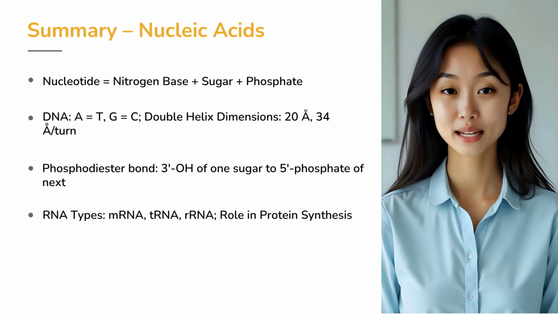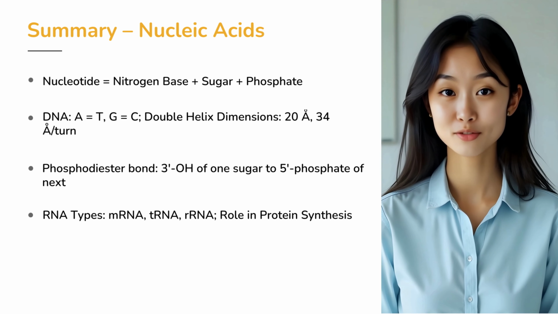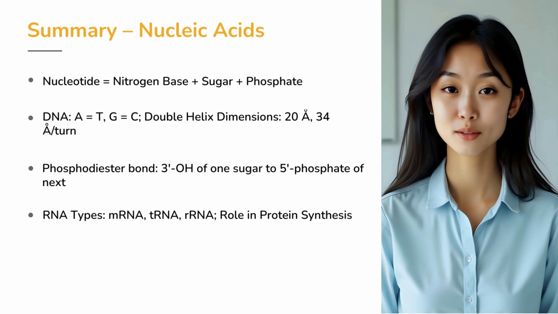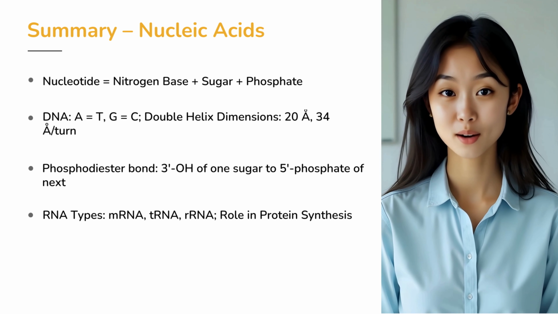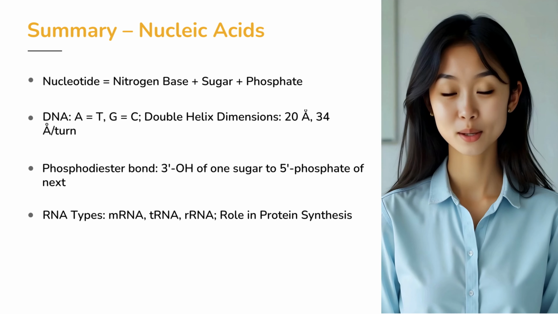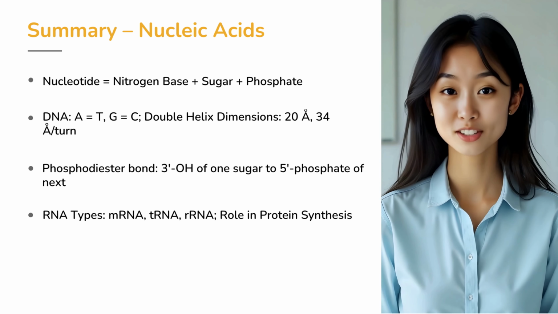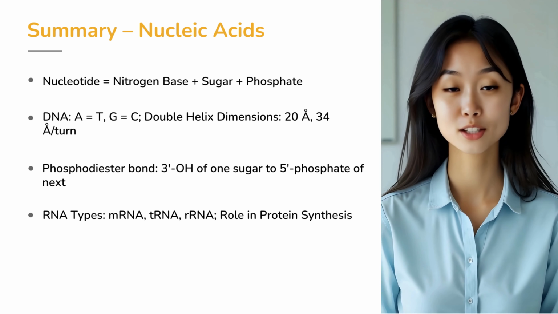To wrap up, let's recap the essentials of nucleic acids, the biological information carriers. A nucleotide is composed of a nitrogenous base, a sugar, and a phosphate group, the three components you need to build DNA or RNA polymers. In DNA, adenine pairs exactly with thymine and guanine pairs with cytosine, forming a stable double helix with a diameter of about 20 angstroms and one complete turn every 34 angstroms.